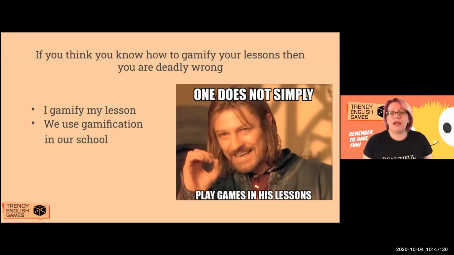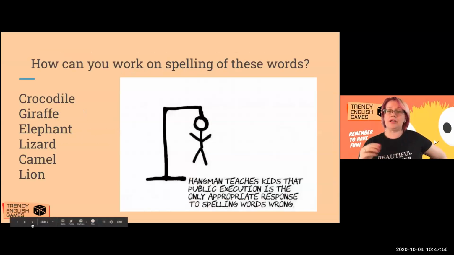And so now I've got a feeling that gamification in ALT is like sex in middle school. Everybody talks about it, but just a few people know what it really is. And right now, let's try to see what gamification is and how different it is from using games in your classroom. So when you want to work, let's say, on spelling of some words, you can use a game.